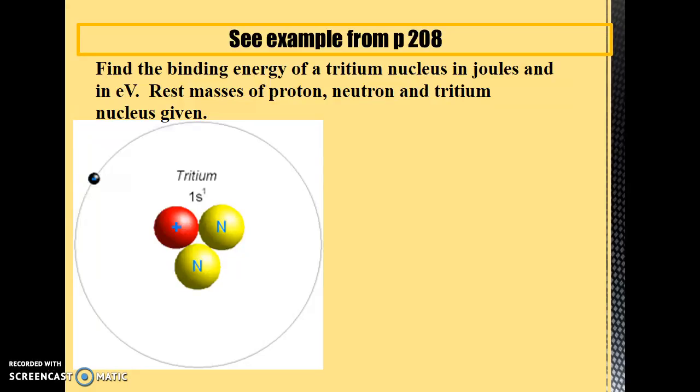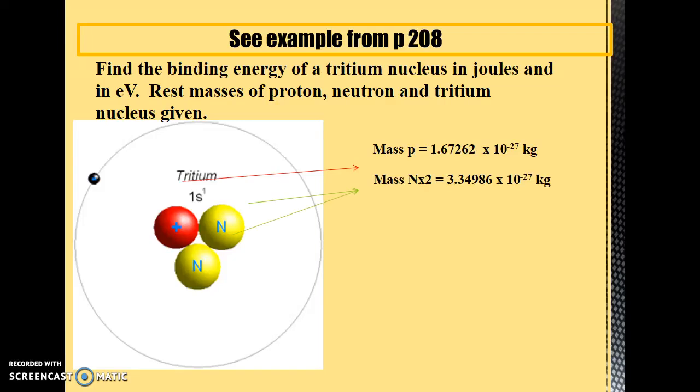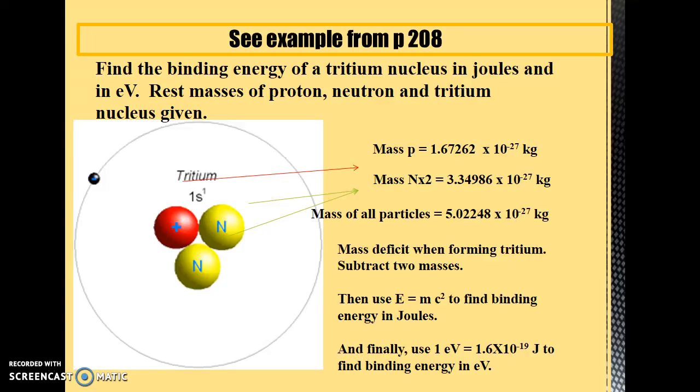That would be a good idea. But what you need to look at here is we're going to find the binding energy of a tritium nucleus in joules and in electron volts. So we get given the rest masses of protons, neutrons, and the tritium nucleus. Okay, so that's that last one there. So the mass deficit when forming tritium, so you've got to subtract the two masses, then using E equals mc squared to find the binding energy in joules, and then we're going to convert that into electron volts.